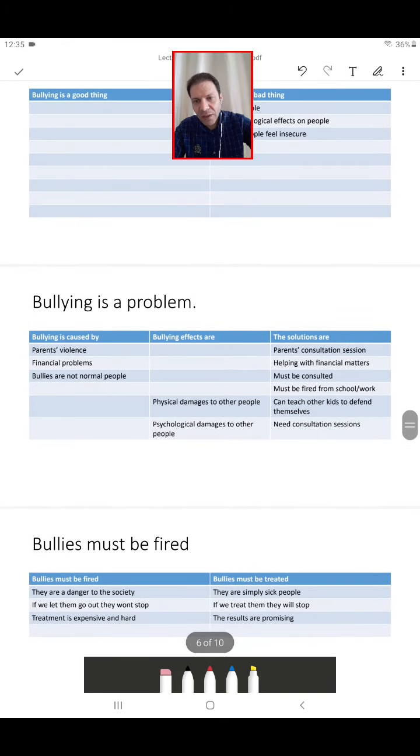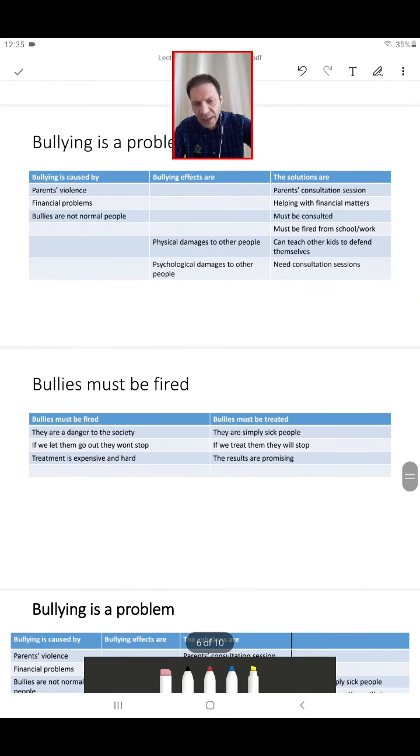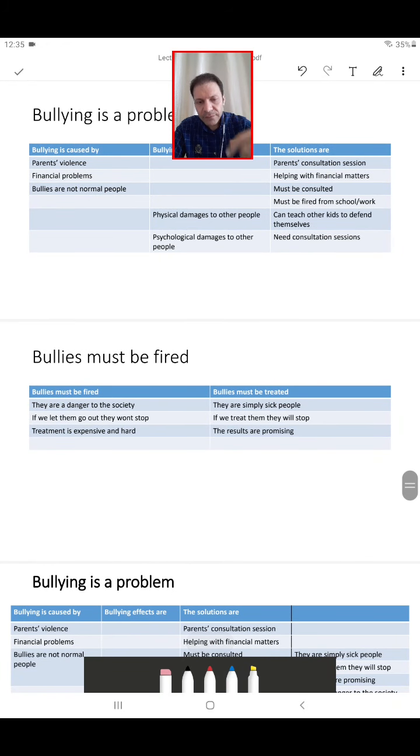So for example, bullying is caused by A, B, C, bullying effects are A, B, C, and then the solutions for the causes. How do we stop the causes? How do we stop the effects? Or maybe you only want to look at the causes. Maybe you only want to look at the effects. They are both okay. Now, when you are looking at bullying as a problem and talking about the solutions, you can find that there are different solutions.